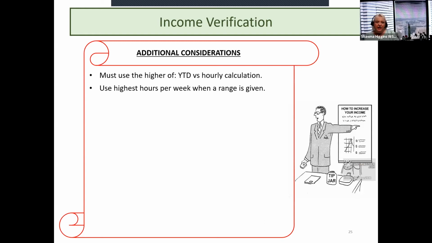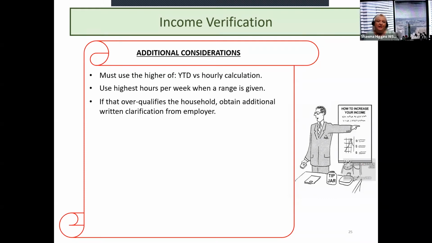And then you're going to use the highest hours per week when a range is given. Like I was saying before, on the employment verification, they say 32 to 35 hours a week. You're going to want to use the 35 hours a week. If it makes them over, then you can do a phone clarification with the third party and get clarification if they have a specific amount of hours that they work. Other than that, you're just going to have to use the higher of. Oh, and look at there. If that overqualifies the household, obtain additional written clarification from the employer.